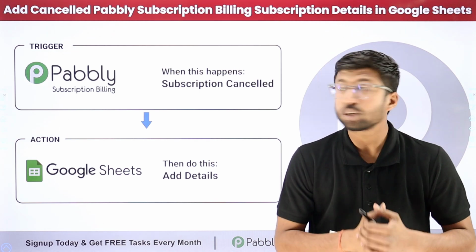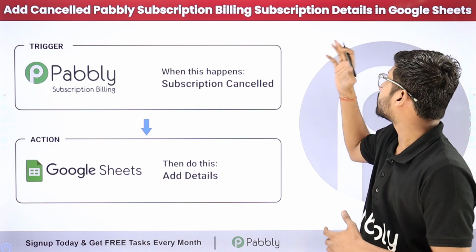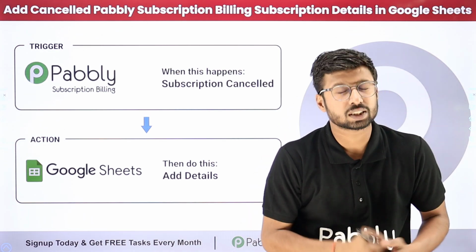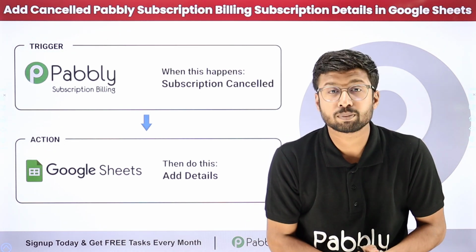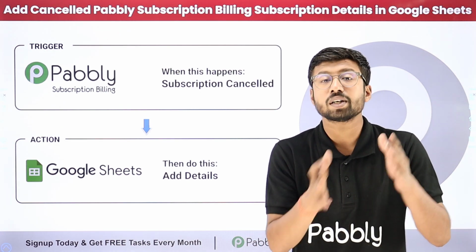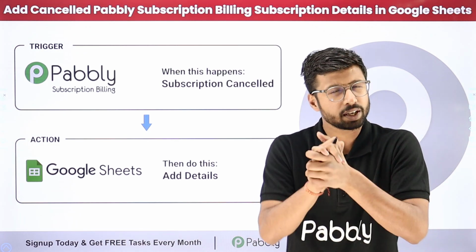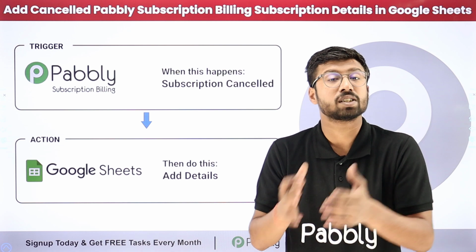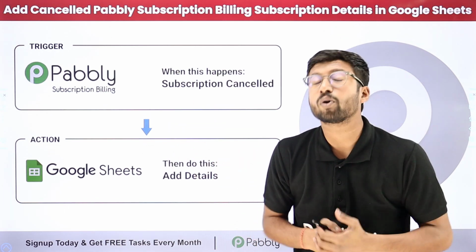So in this video, we are going to learn how to automatically add cancelled Pabbly Subscription Billing subscription details in Google Sheets. Let's say you're using Pabbly Subscription Billing as your subscription management platform. Now you want that whenever a subscription is cancelled by you or by the customer in Pabbly Subscription Billing, you want to add the details of this cancelled subscription in your Google spreadsheet.